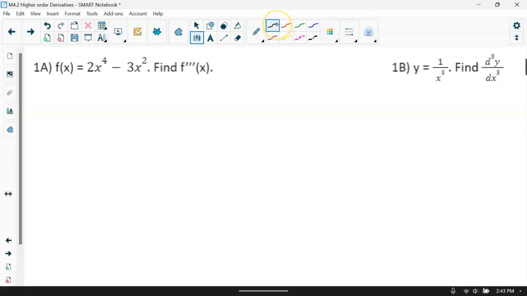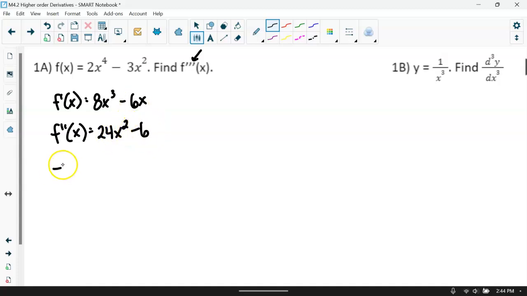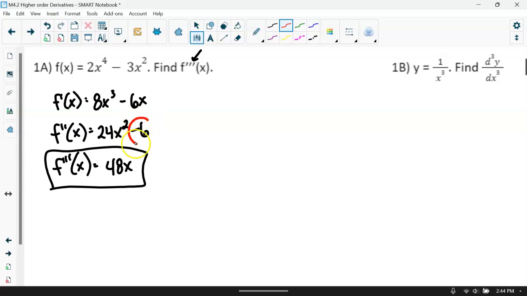And here we go. So if I just want to know what is the third derivative, we're going to stop after the third, right? So here we go. For the first derivative, you should have gotten 8x to the third minus 6x. Then for the second derivative, we're going to continue here, right? So 24x squared minus 6. So then for the third derivative, your final answer is 48x. That's it. Because remember, the derivative of a constant is 0. And then subtracting 1, so that's why it's just 48x.